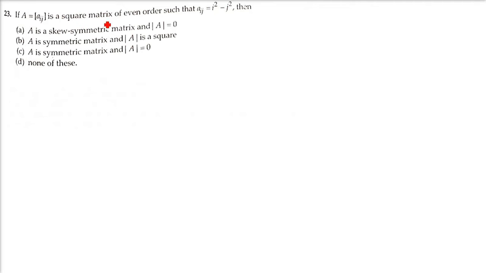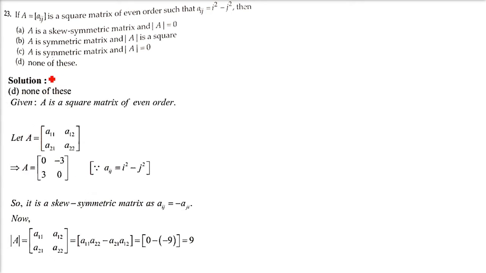If Aij is a square matrix of even order such that Aij equals i square minus j square, you'll see that part of the options are correct, but the answer is D. How? First of all, even order means 2 by 2, 4 by 4, 6 by 6, like this. So let us take the example of 2 by 2.